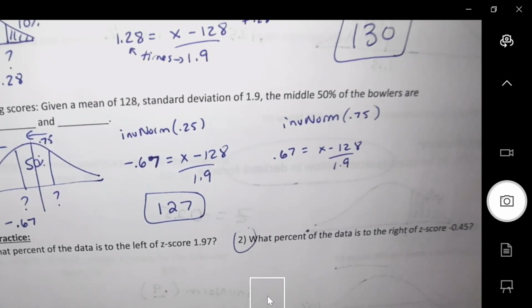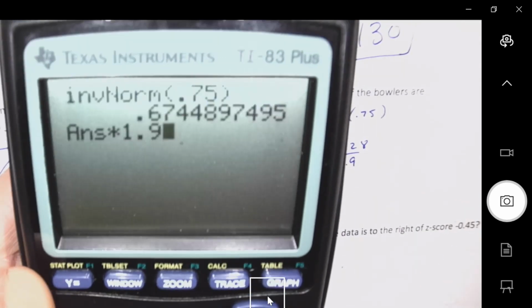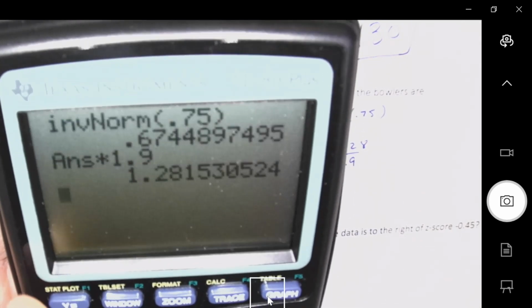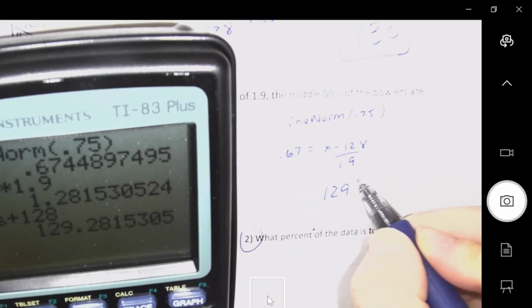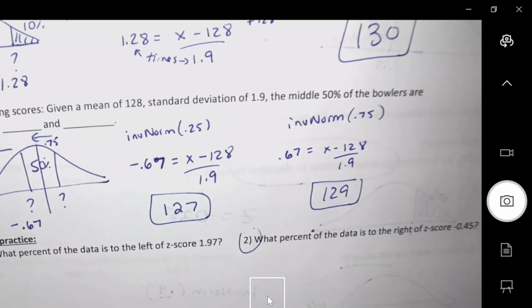Okay, and again, straight into your calculator times what you have in there. Don't round. Times, then add. So if you scored between 127 and 129, you are in the middle 50% of the bowlers.